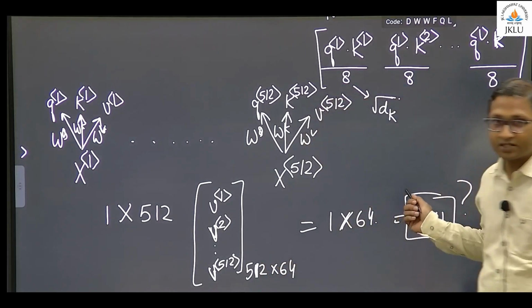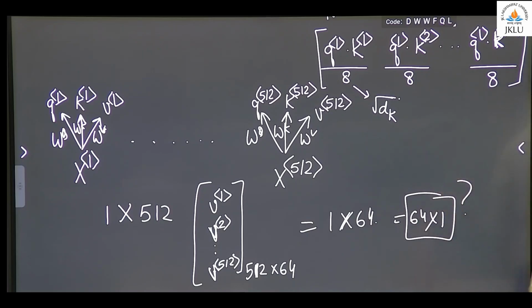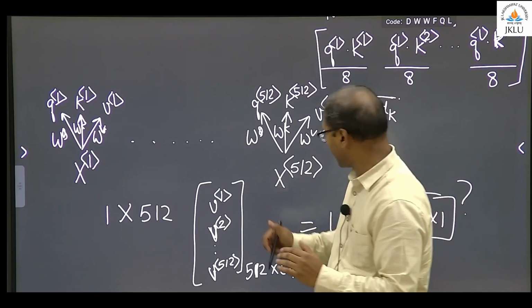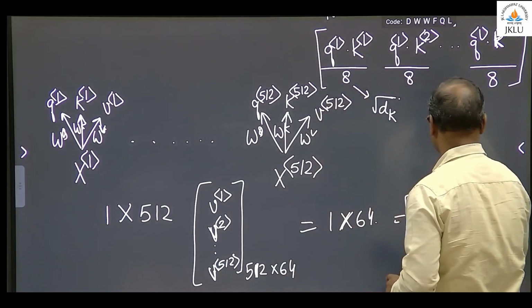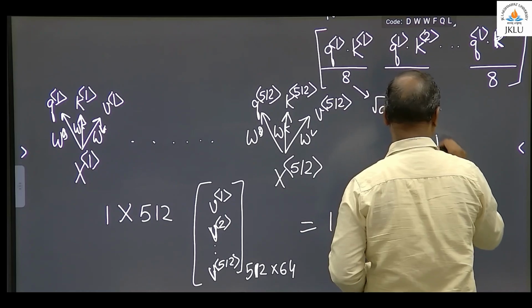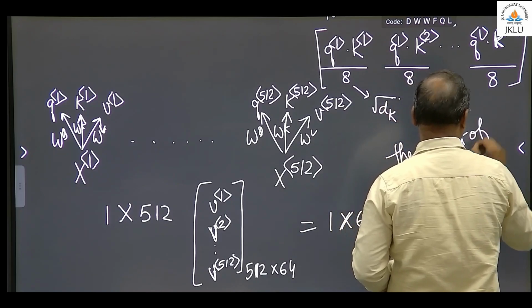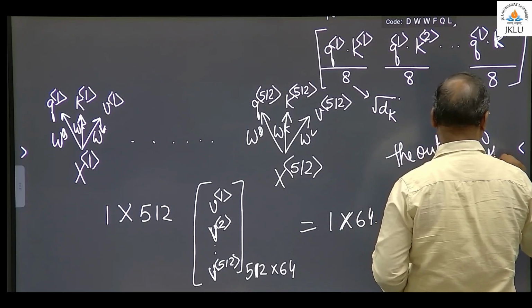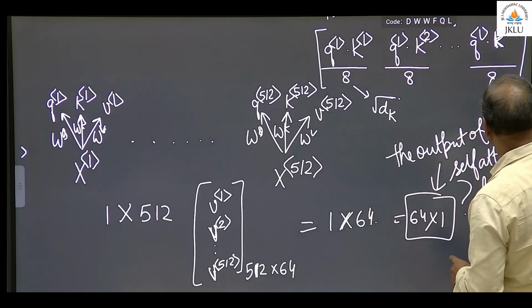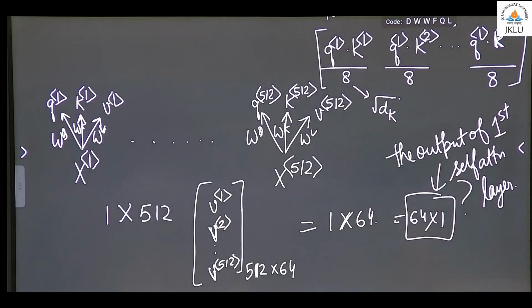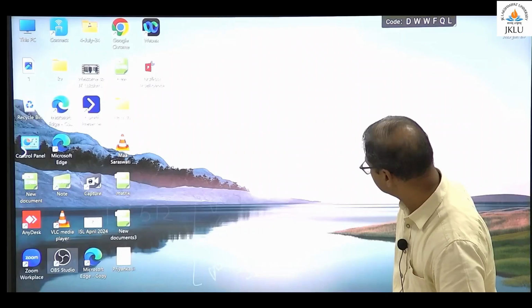Yes. What is this 64 cross 1? You answer and we go for a break. You don't answer, we don't take a break. This is self attention. This is the output of my self attention layer. So write it down: this is the output of first. We take a break now, or is a break not needed?